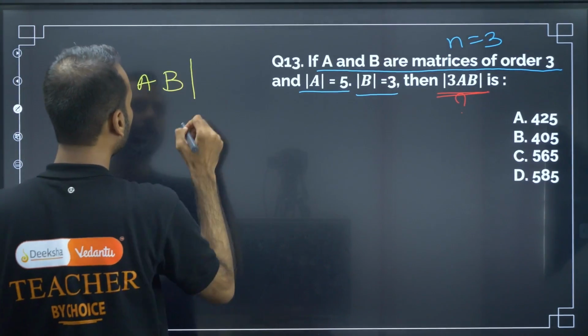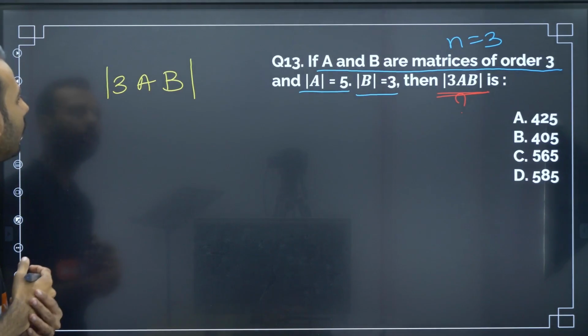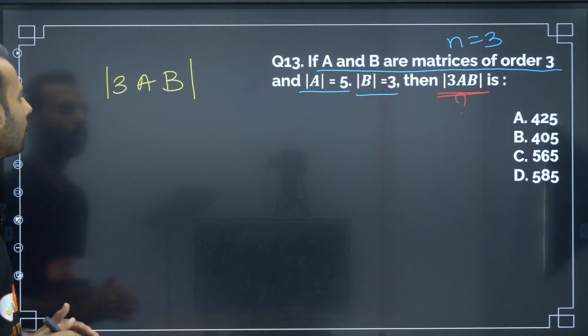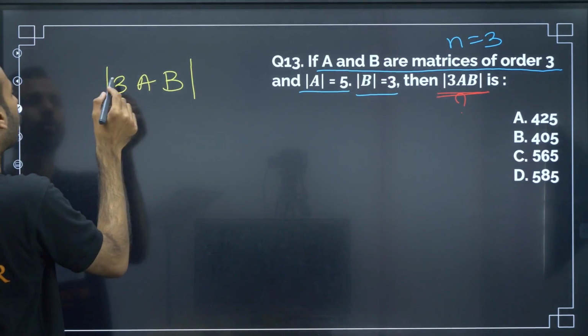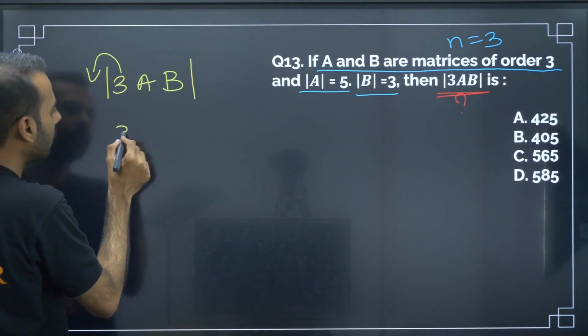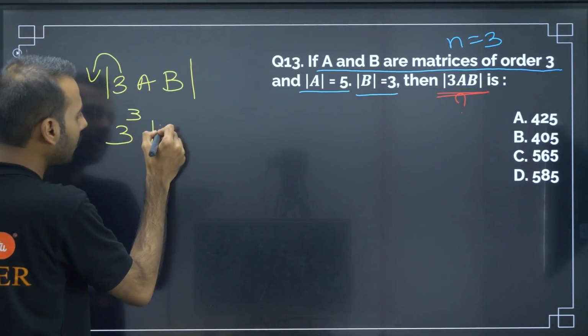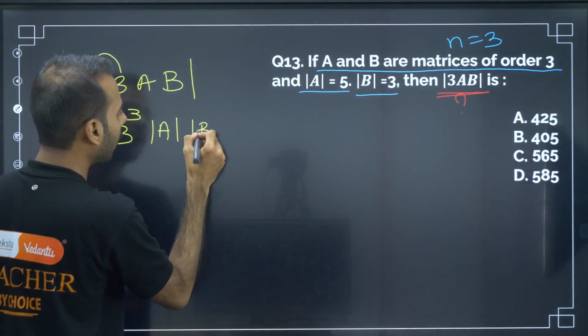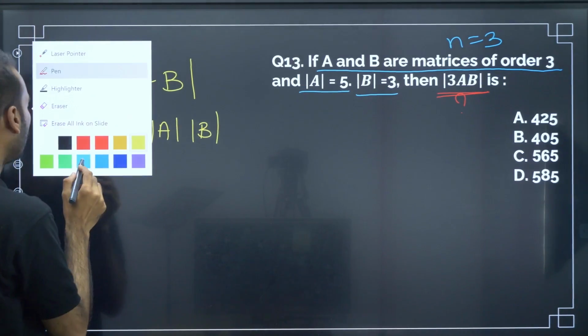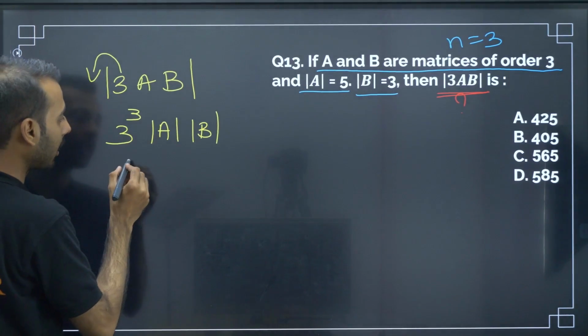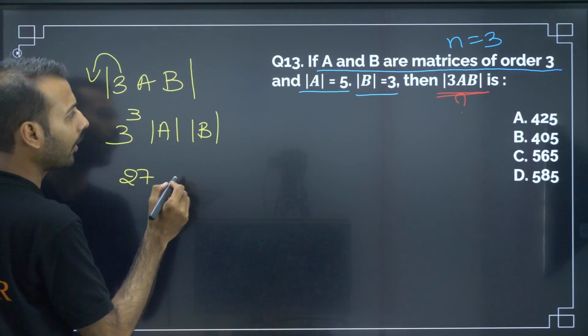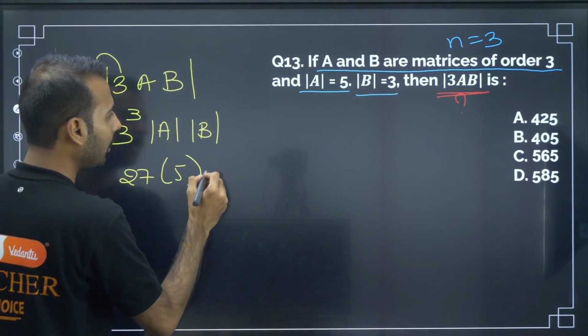3AB. For this, if I take the 3 out of this, it becomes 3 to the power 3, and then determinant of A, determinant of B. Using properties of determinants, I am writing like this: 27, determinant of A is 5, determinant of B is 3.